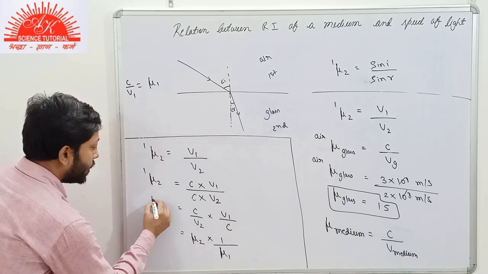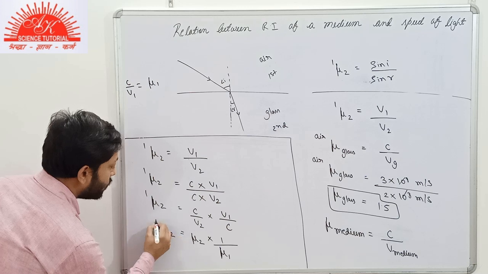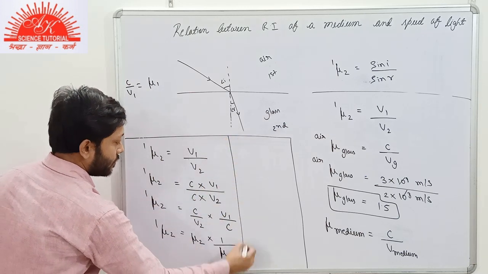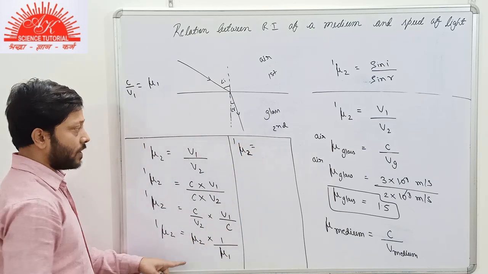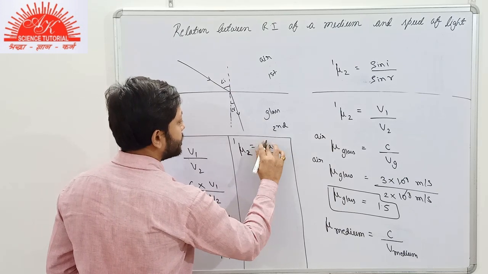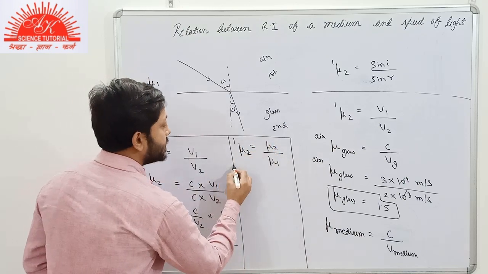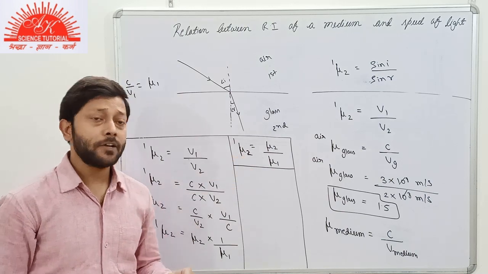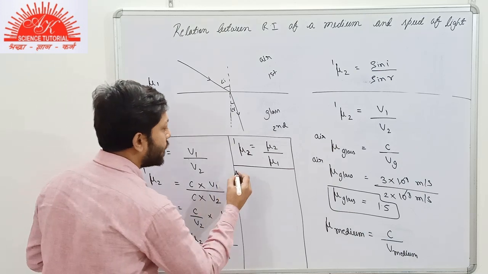Now what do we conclude here? We had to find mu21, and the outcome here is: mu21 can also be defined as mu2 by mu1. So this is the third ratio that we have for defining the refractive index of the second medium with respect to the first. We'll have a simple example for it.